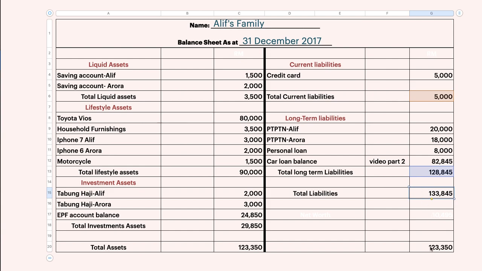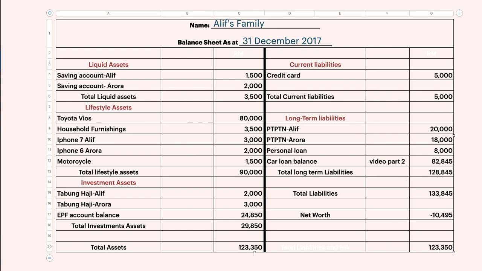Now, because you already finished this, how do you calculate the net worth? The total asset minus the total liability. So the net worth, we calculate, you will get minus 10,495. Here you can put total liabilities and net worth.